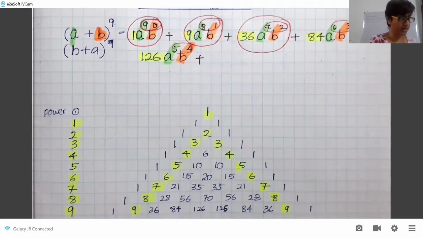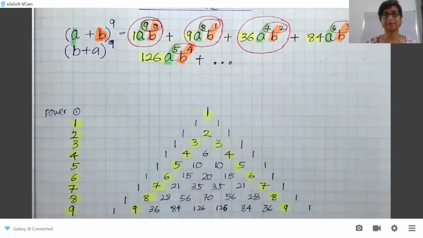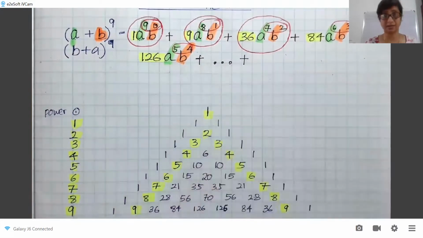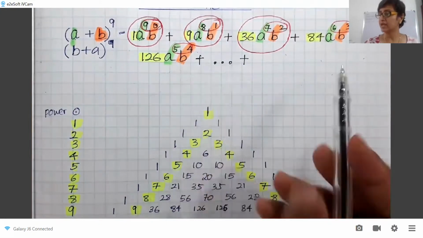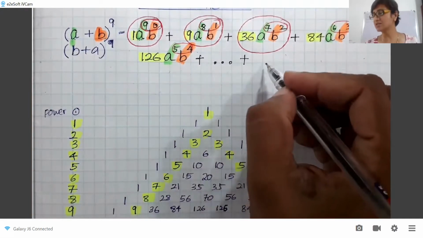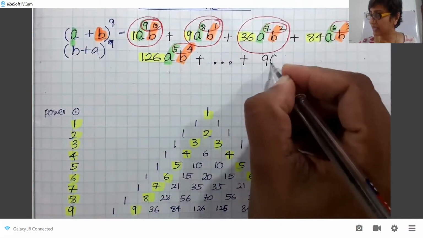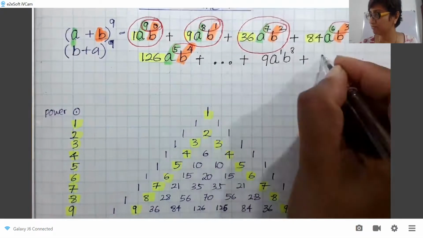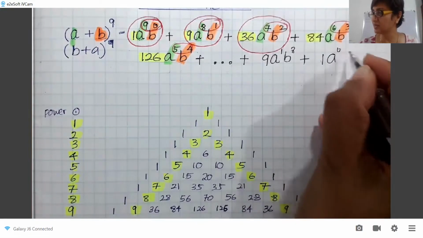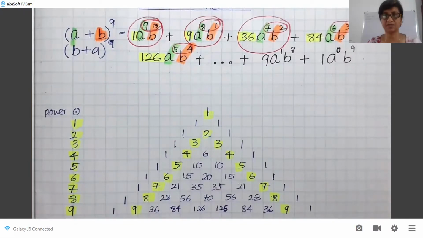Okay, so let us now write the note. If you need this, let me put some dots here. I have not completed the expansion. I will leave some space for the middle terms, and maybe I will write the last two terms. That means the one that has 9, that would be 9a1b8, and the last term would be 1a0 and b9. There you go. I kind of completed it, but I skipped a few terms in between.